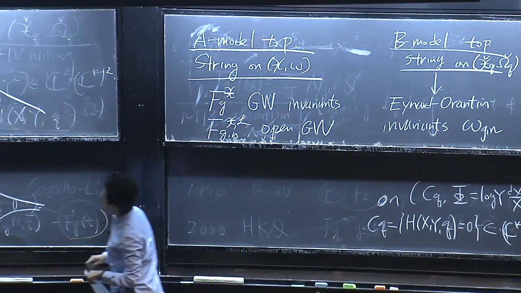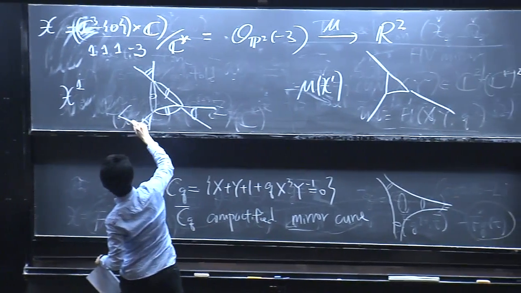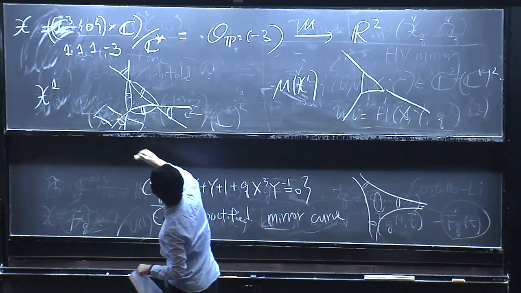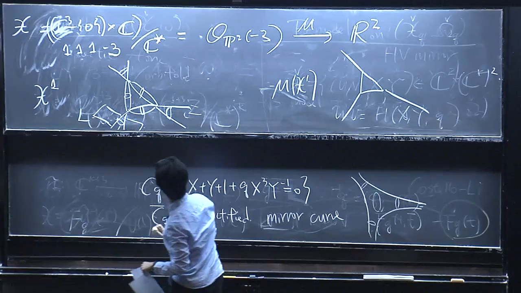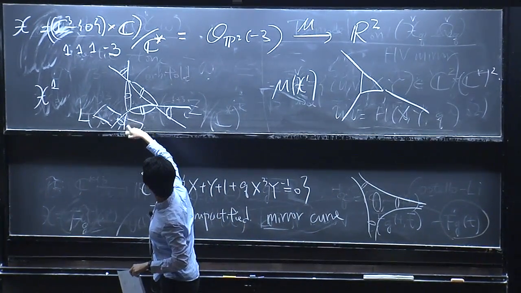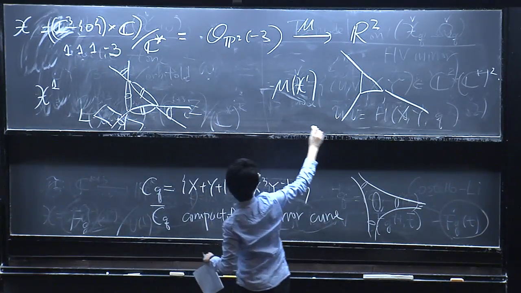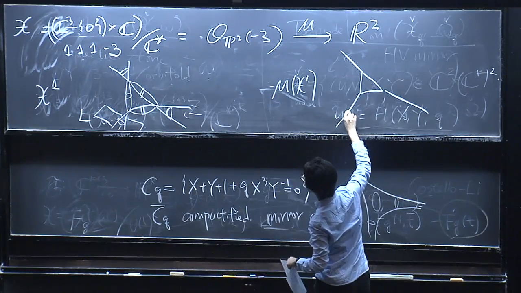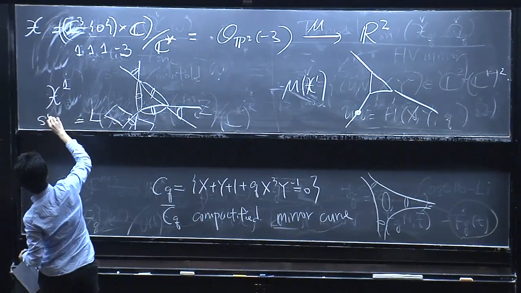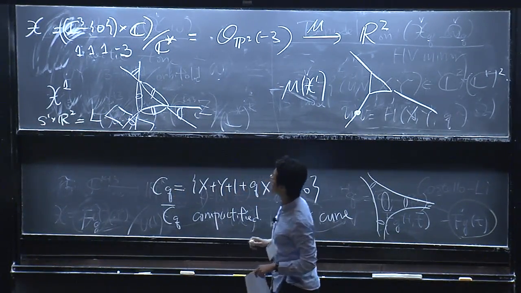Oh, and where are Lagrangians? So for example, these so-called Aganagic-Vafa Lagrangians: it will intersect, say, an invariant line along a circle, and under this map it is mapped to a point. And this is just a rank 2 bundle over a circle topologically.